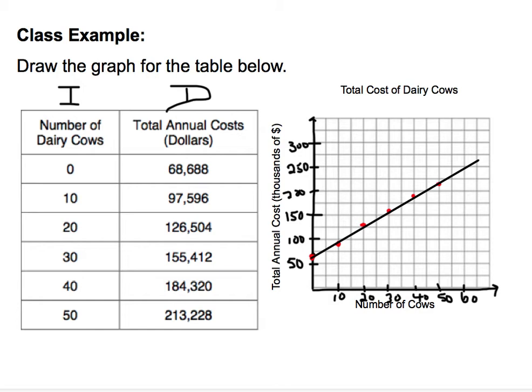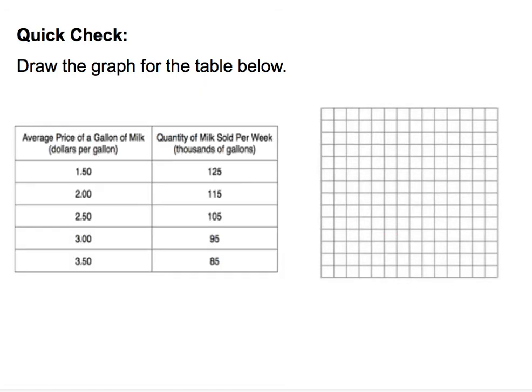And there you go. So here's a quick check. Just pause the video and then come back and check and make sure you got it correct. So here, an average price of a gallon of milk and the quantity of milk sold per week. So let's title the graph first.